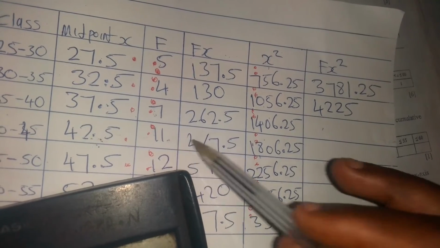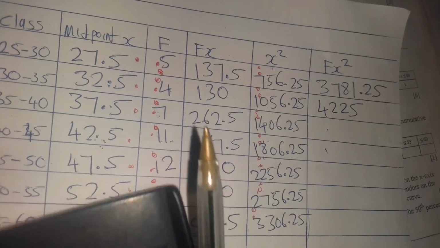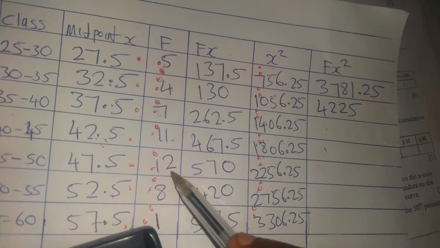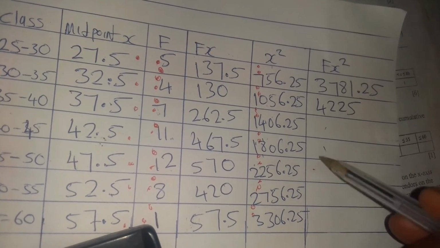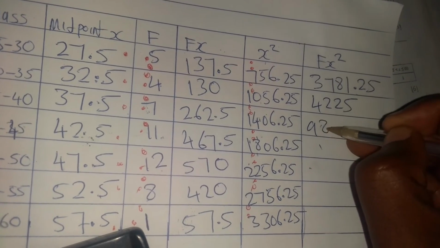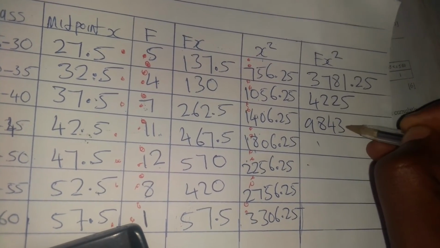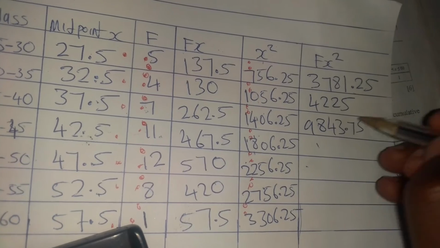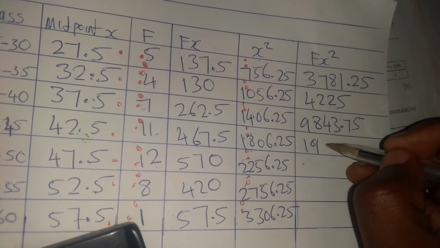Then where there are two dots times this number, the answer you put here. Where there are two dots here times this number, the answer you put here. Again, where there are two dots, that is 12 times this number, you put here. So you should be able to get these answers, 9843.75. Should get this answer.